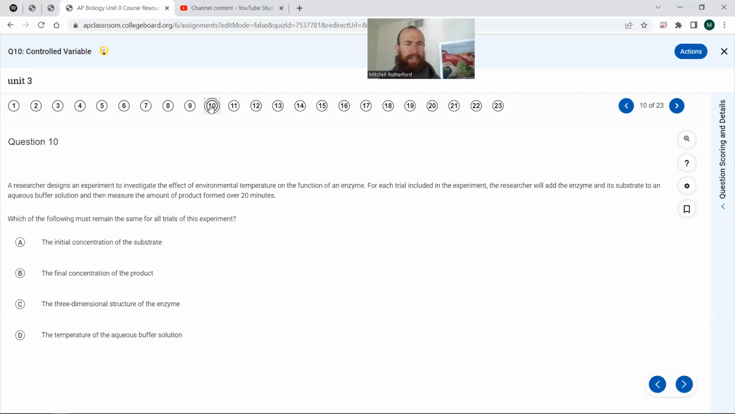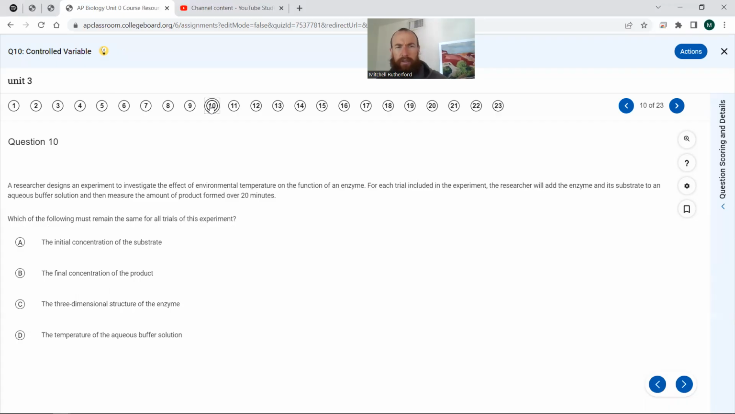Number 10. Gosh, there's no diagrams on this. What the heck? There's no graphs. There's no diagrams. It's boring. A researcher designs an experiment. Okay. Which of the following must remain the same for all trials of the experiment? Okay, so this is testing your ability to design a good experiment that has a similar kind of setup and controls.